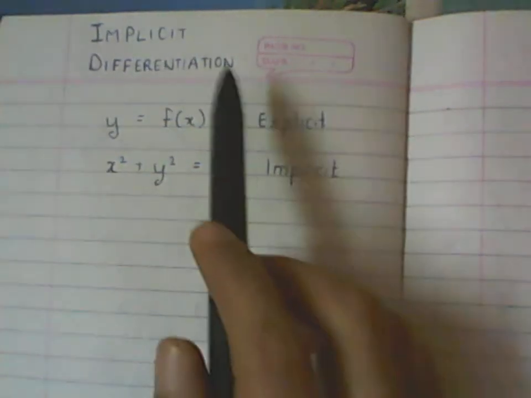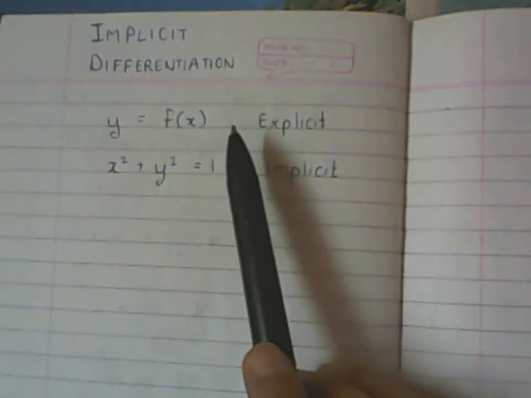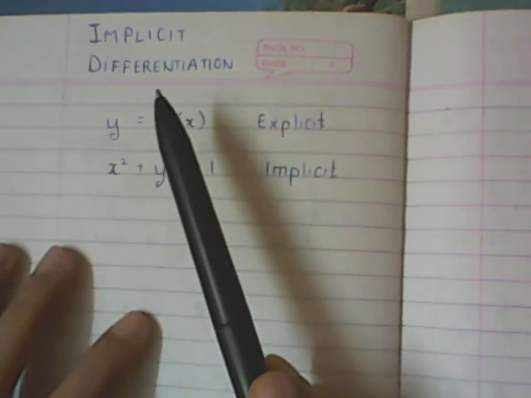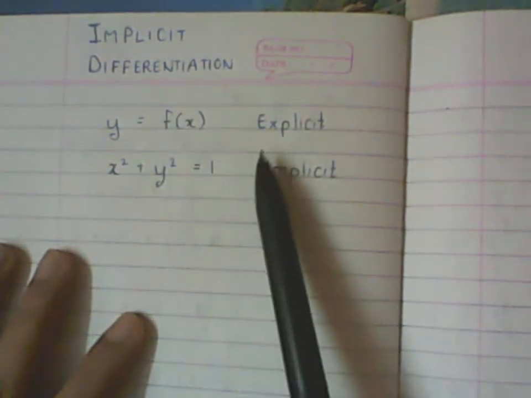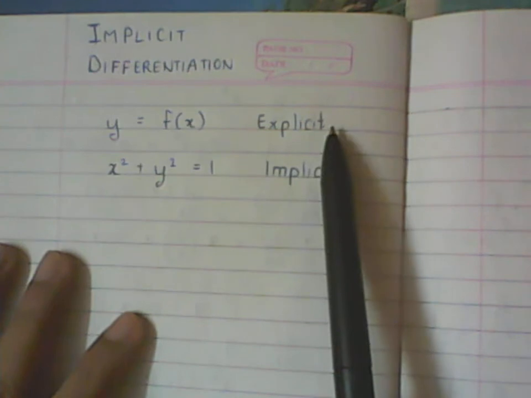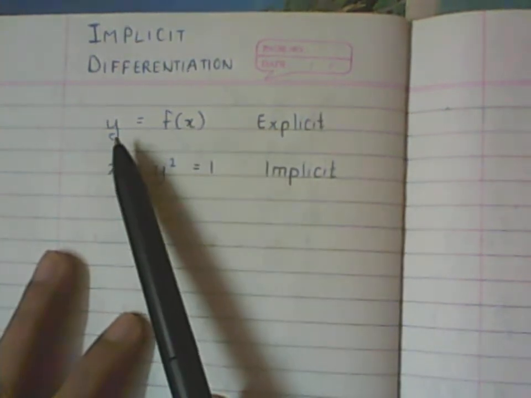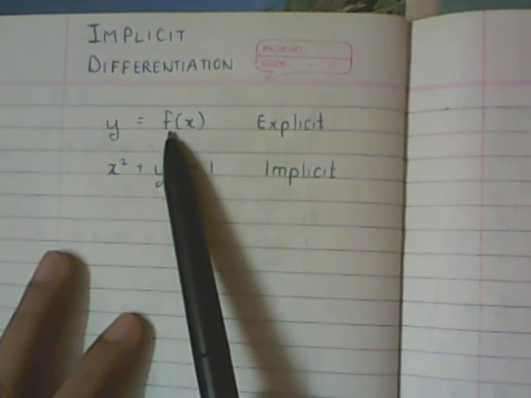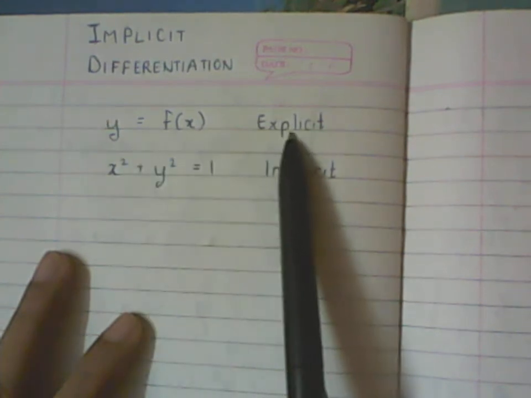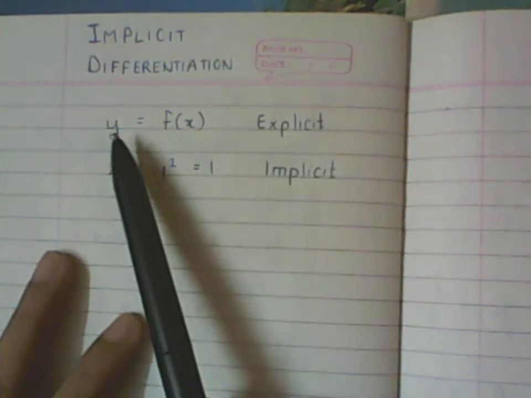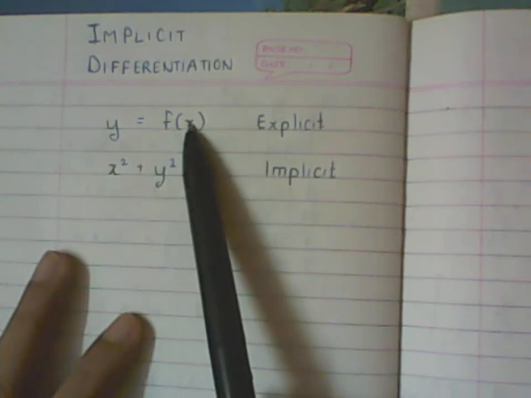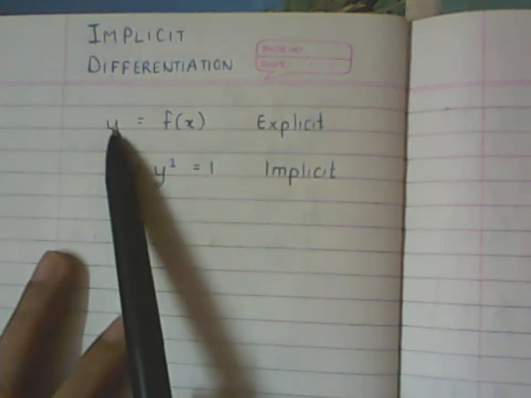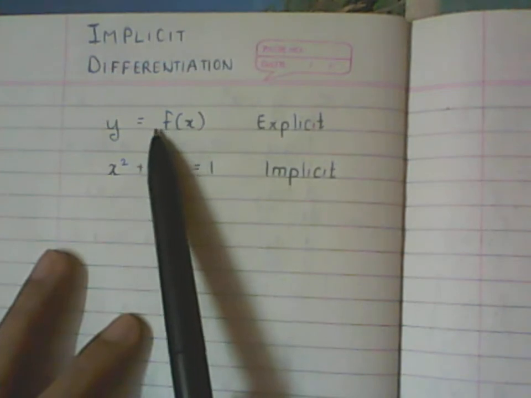This video is about implicit differentiation, and even before diving into that, let me tell you what is implicit and what is explicit. If you have a function y equals f of x, then this is an explicit function, because here y is explicitly defined in terms of x. You can have y on one side and everything else on the other side.